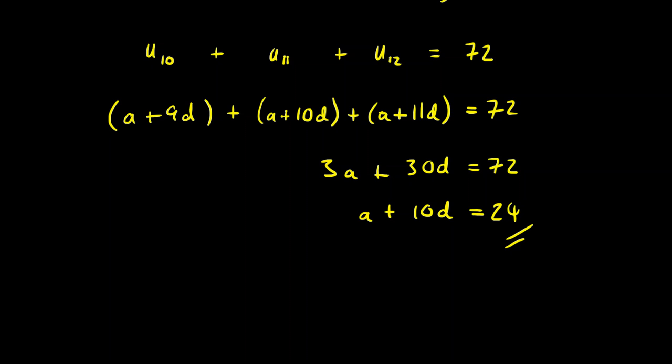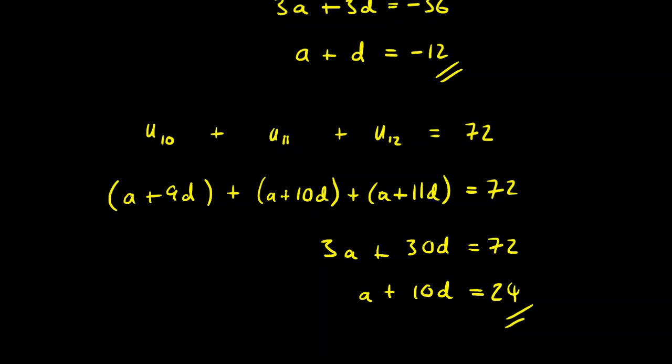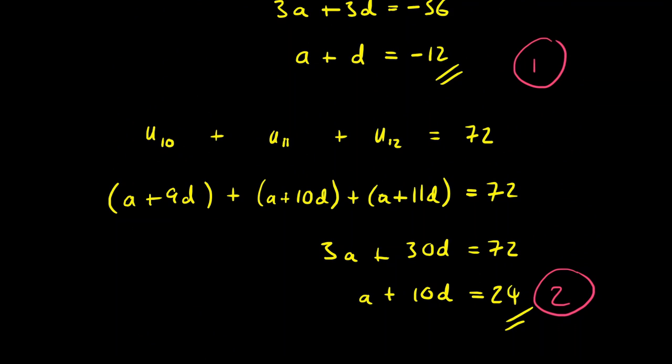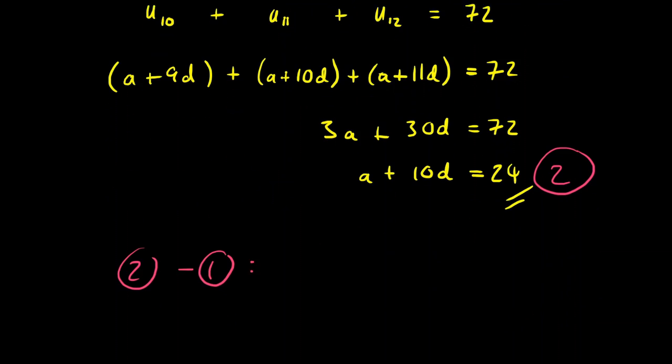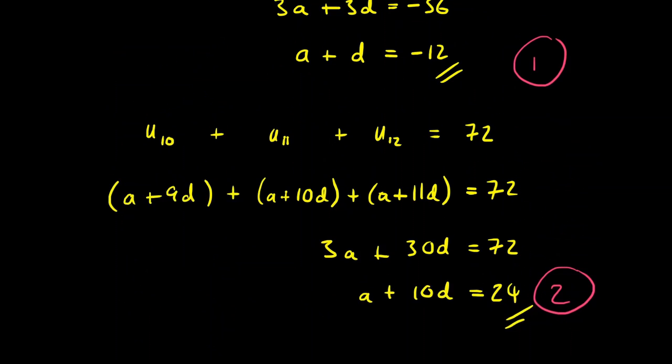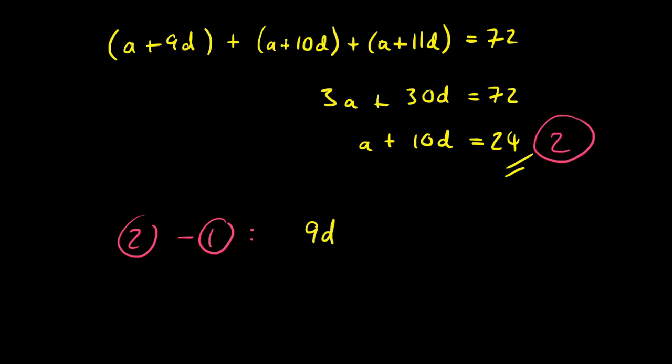So now we've got two equations involving a and d, and this will be simultaneous equations, right? So we've got equation 1, we've got equation 2. If I do 2 minus 1, then I'll get a minus a, so this minus this is 0. 10d minus d, which is 9d. So I'll write that down. So we've got 9d. And then we've got 24 minus minus 12, which is 36, because minus minus 12 is plus 12. And therefore, d is going to be equal to 4.